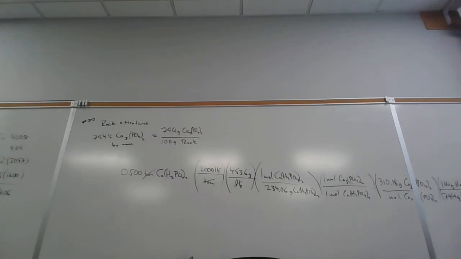Let's try 0.5 times 2,000 times 453.6 divided by 234.06 times 310.18 times 100 divided by 79.4. I get 757,000 grams, but they're not asking us for grams, and they're not asking us for tons. Do you know what they're asking us for?